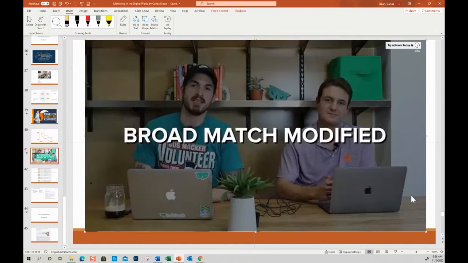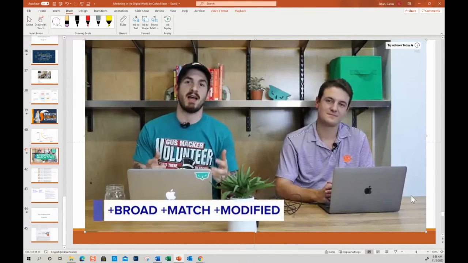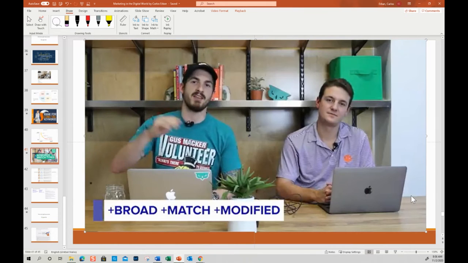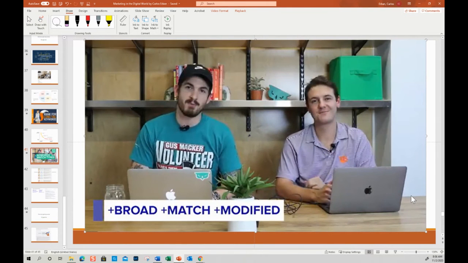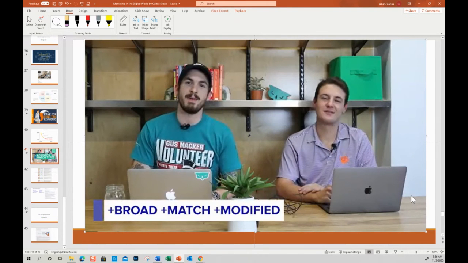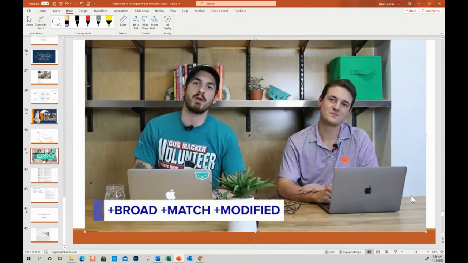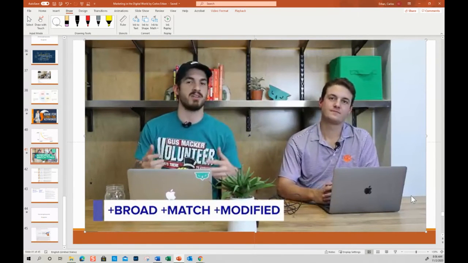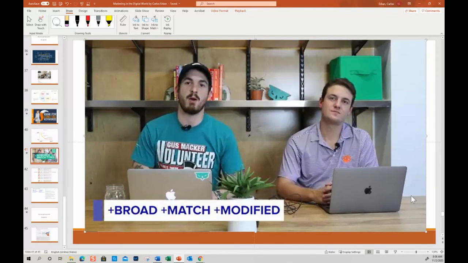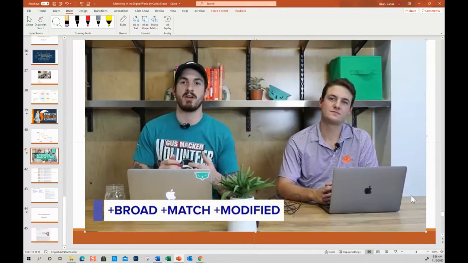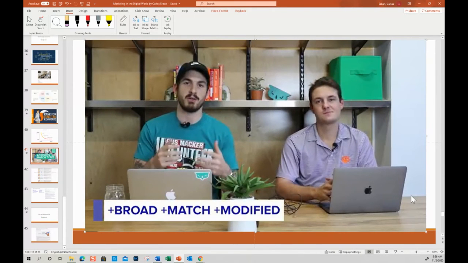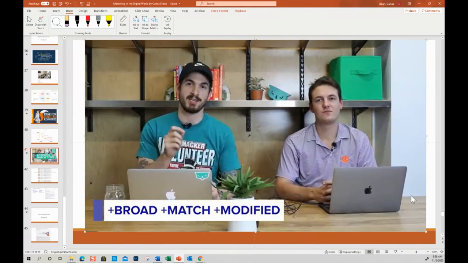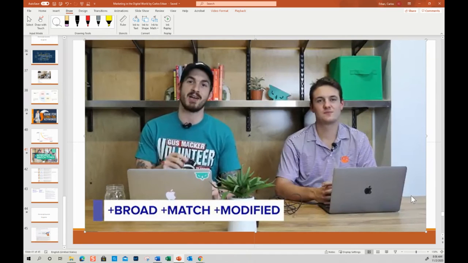Now, broad match modified is one step up on the scale of specificity from broad match keywords, and it basically gives you, the advertiser, a bit more control over when your ads are displayed for certain search queries from your customers. A broad match modified keyword basically allows you to very clearly tell Google which words in your keyword are necessary for your ad to display.